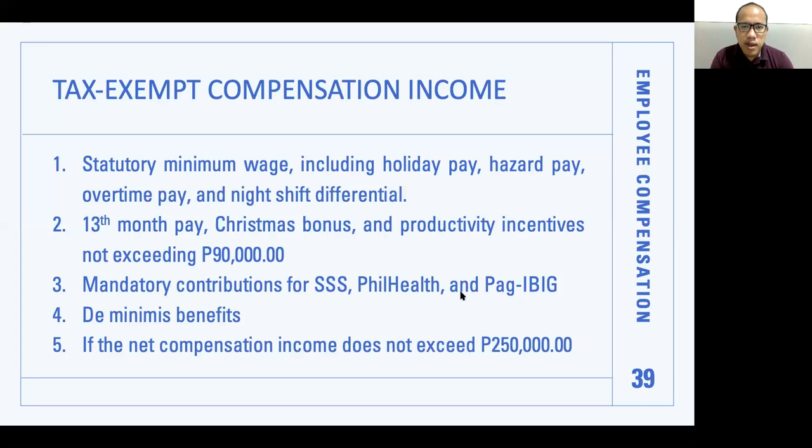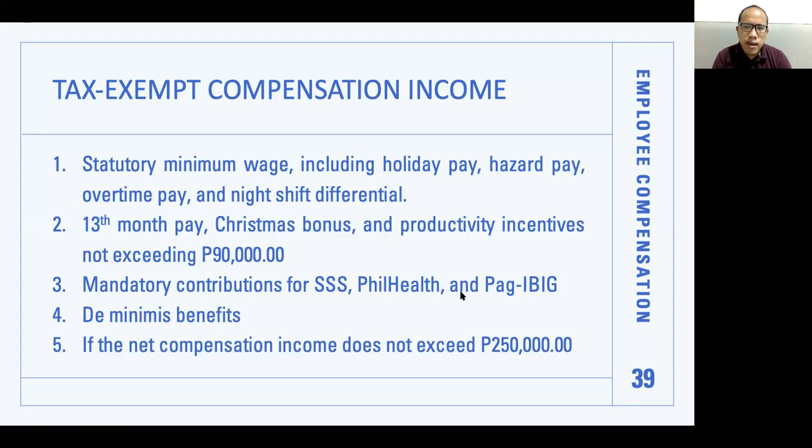537. Nakita ko sa internet, 537. So yung kikitain mo na yon ay exempt from income tax pursuant to Republic Act 9504. And the exemption will also extend to your holiday pay, hazard pay, overtime, and night shift differential. Yung holiday pay na sabi na natin yan kung ano yan, overtime at saka night shift.